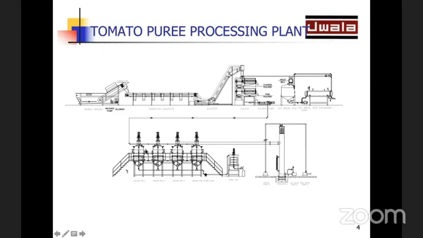Once the tomato puree is prepared in these vessels, it is transferred by a pump to a tank, and from there we can take it to whatever packaging machine we want. We'll talk about each of these machines: the washer, inspection conveyor, elevator, and the rest.